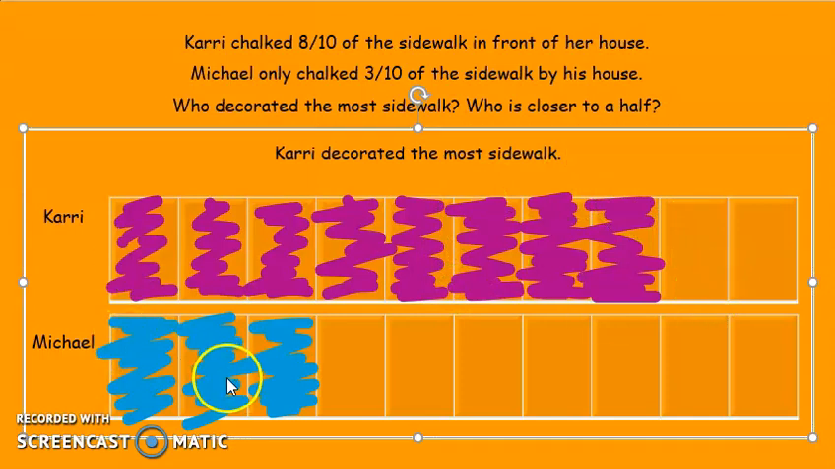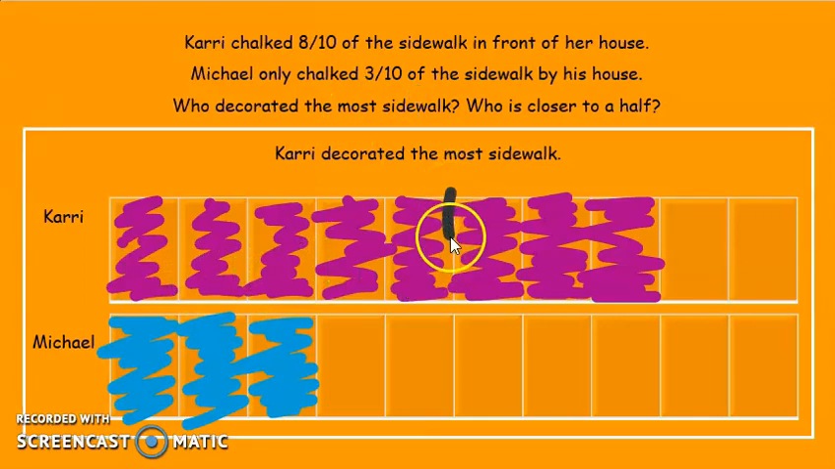I can see I have 1, 2, 3, 4, 5, 6, 7, 8, 9, 10. 10 is my total. And I know that half of 10 is 5. So I'm 1, 2, 3, 4, 5. I'm going to take my drawing tool and I'm going to go ahead and cut right in half both of these sidewalks. Who's closer to the half? That's our question. Michael is only 2 bricks away from having a half. Kari is over our half for sure, and she seems to be closer to our whole. She's only 2 bricks away from our whole.